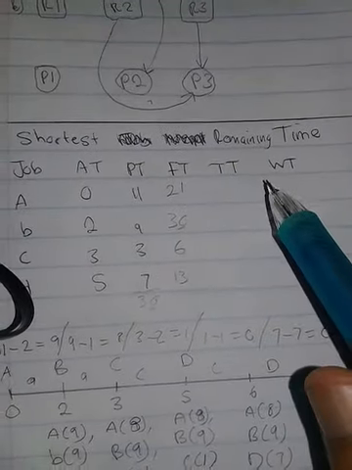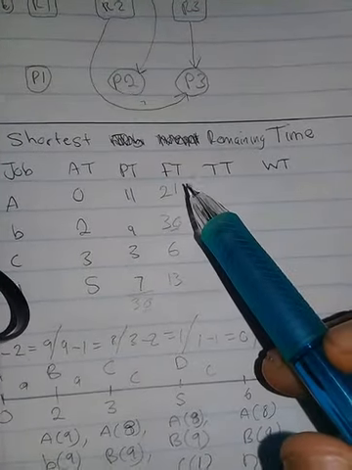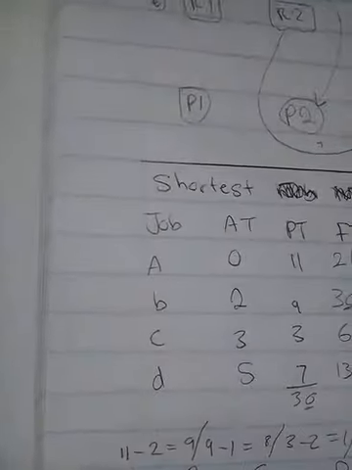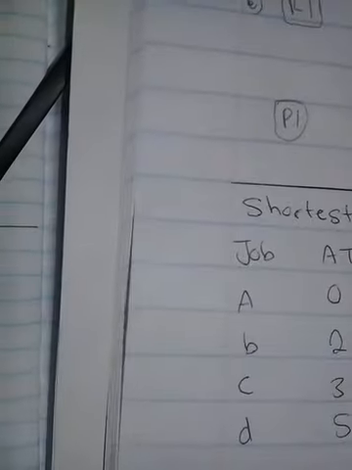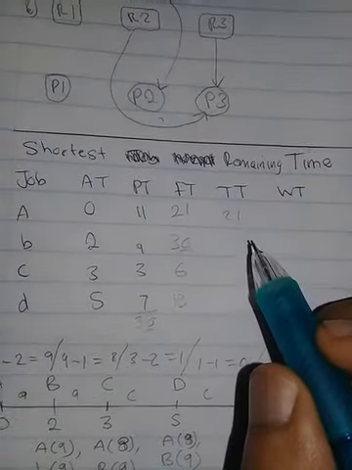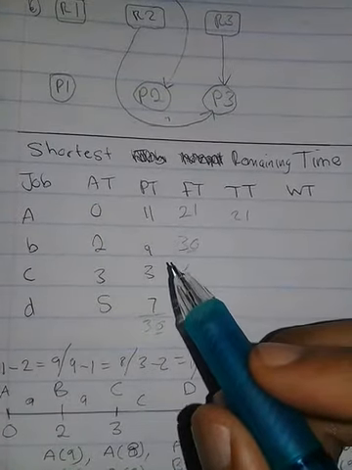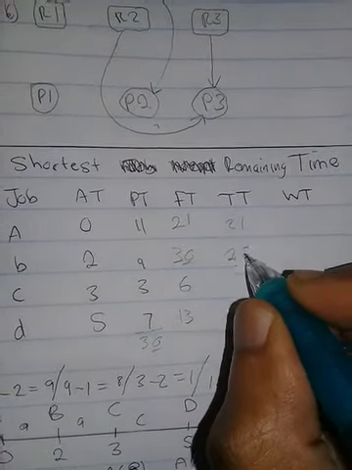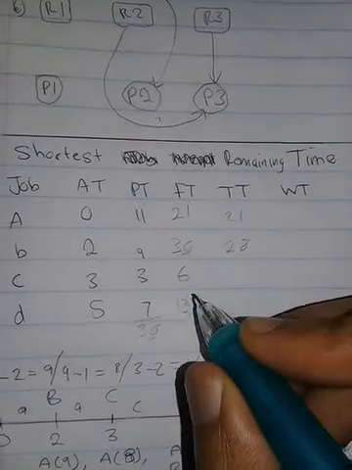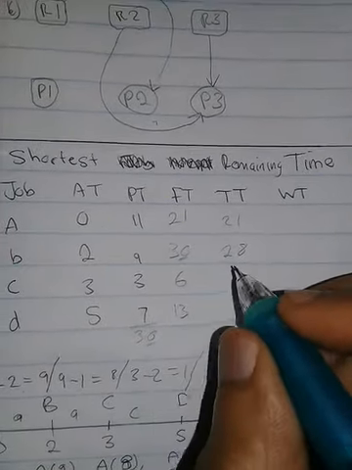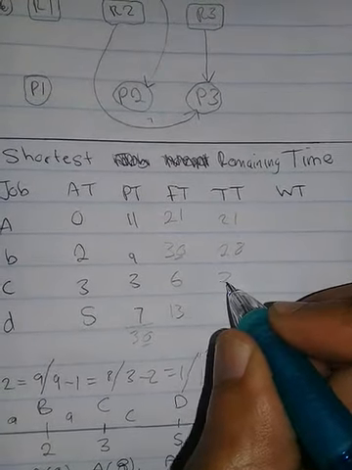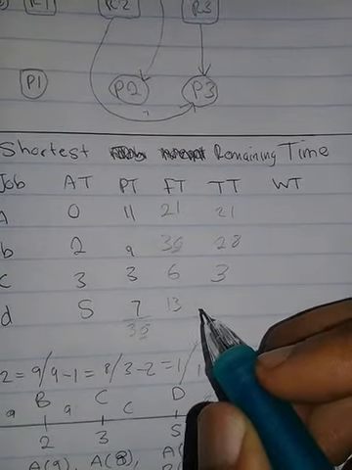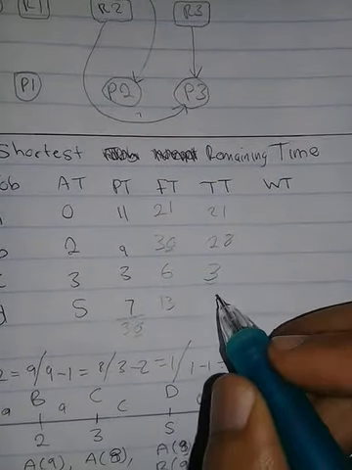To get your turnaround time, you must say finishing time minus the arrival time, which is 0. So 21 minus 0 is 21. 30 minus 2 is 28. 6 minus 3, you get 3. 30 minus 5 is 25, then you get 8.